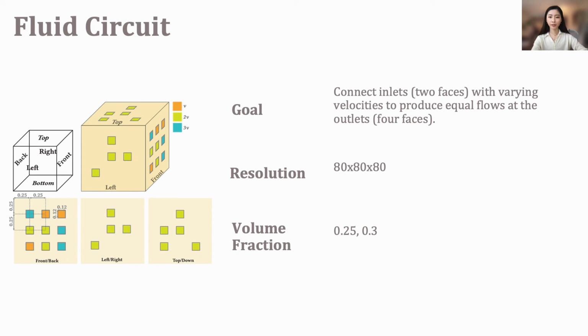In the second application, the goal is to design a fluid circuit that connects inlets with varying velocities to produce equal flows at the outlets. On the high level, we want to model a water transport problem, where water sources with different pressures need to be equalized and transported to different target locations, hence the name fluid circuit. The resolution of the design is 80 cubed, with in total 2 million design degrees of freedom. We additionally run the optimization with two different volume fractions.